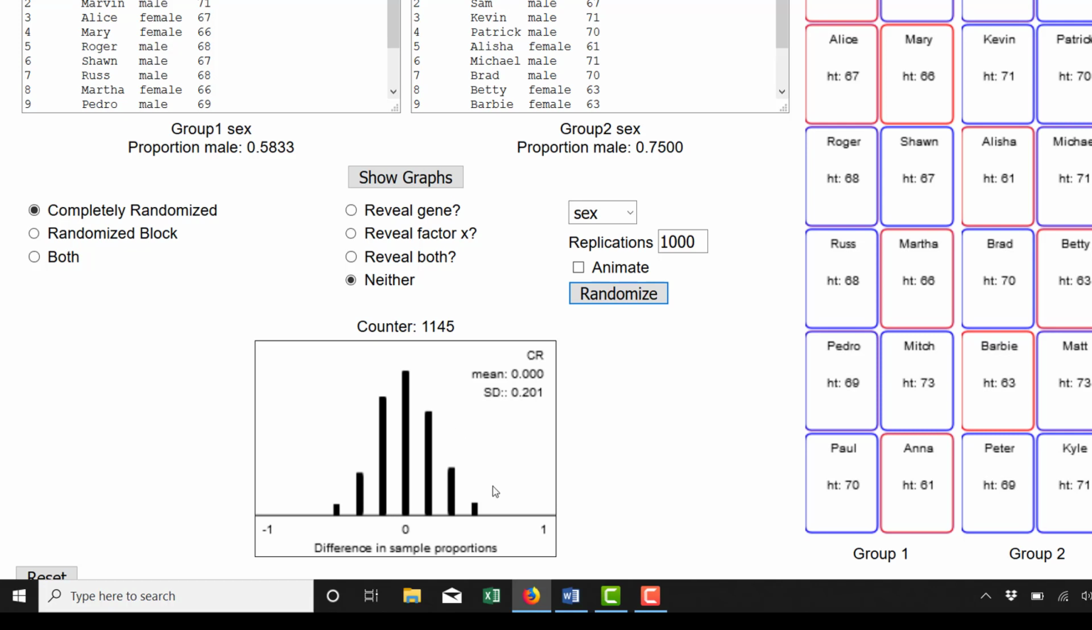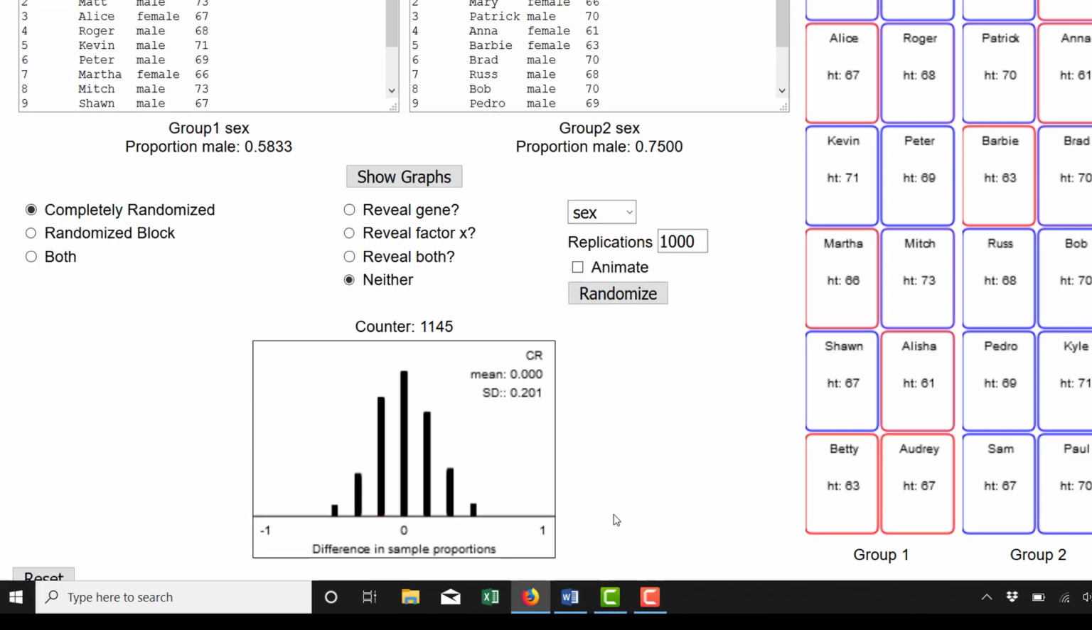You see what happens, like usual in this class. We are getting a distribution that's roughly bell-shaped. This distribution is centered at 0. You see there were a lot of occurrences where it made the two groups, and group 1 had 2/3 males, and group 2 also had 2/3 males, and thus you would get a dot at 0. I'm going to make a screenshot of this.